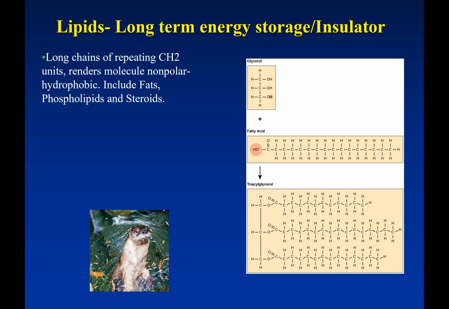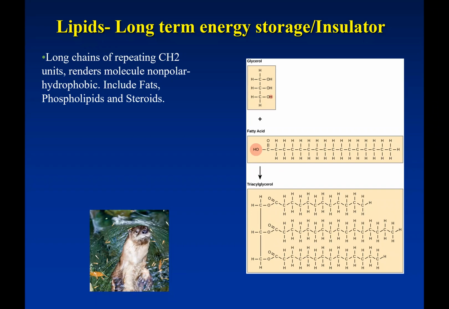So it is a long chain of repeating CH2 units. And CH2 long chains are very, very hydrophobic because they are non-polar. They don't mix with water. And most of the common examples are fats, phospholipids, and steroids. So a lipid is not a polymer of monomers, but the monomer that makes a lipid is two molecules.